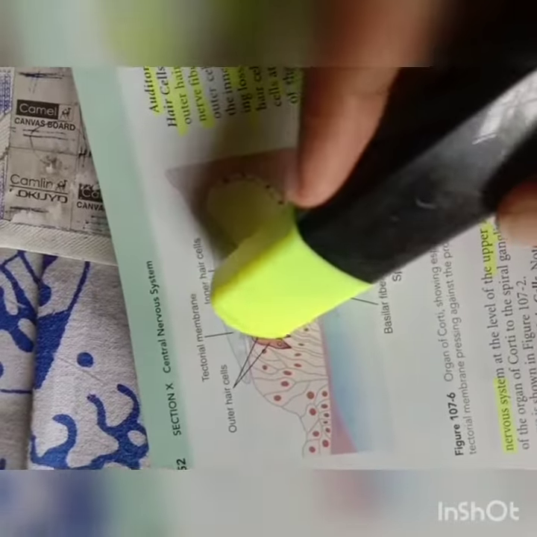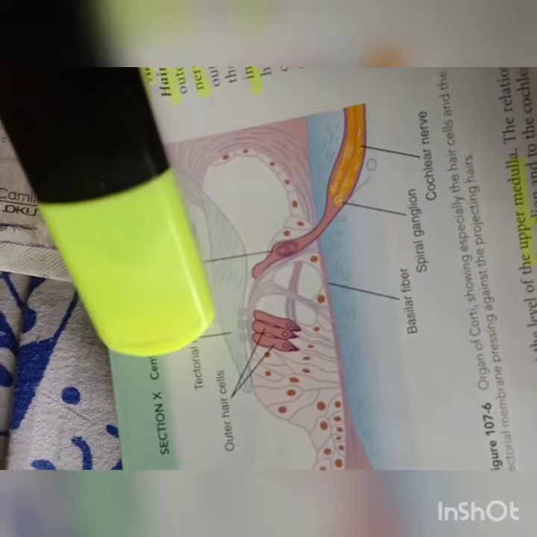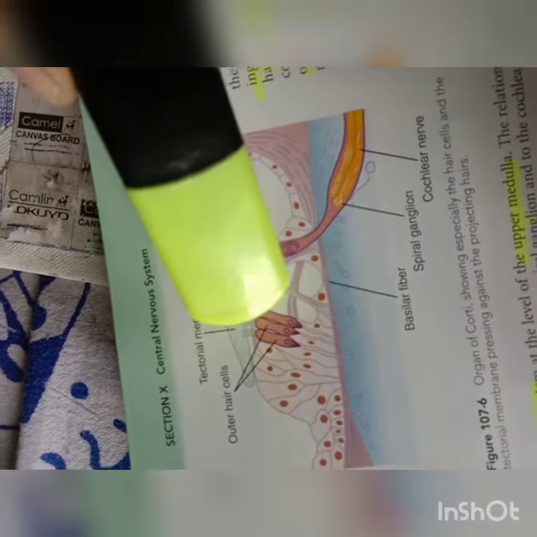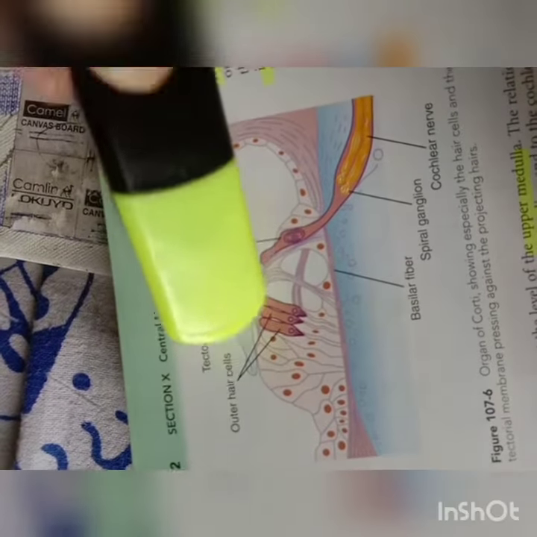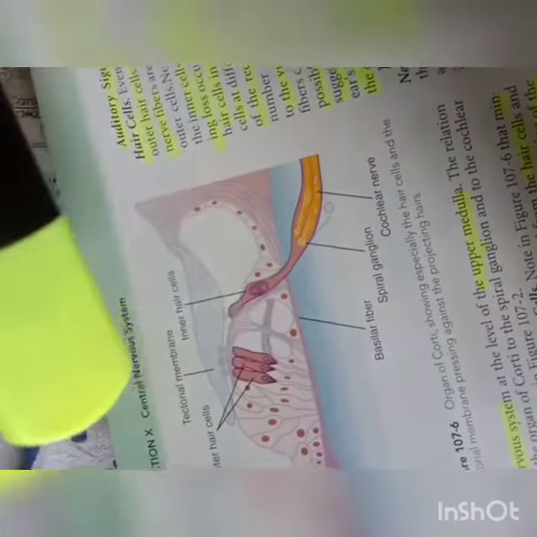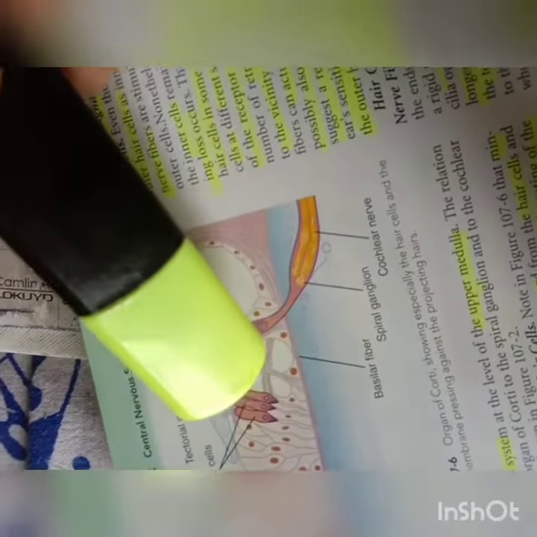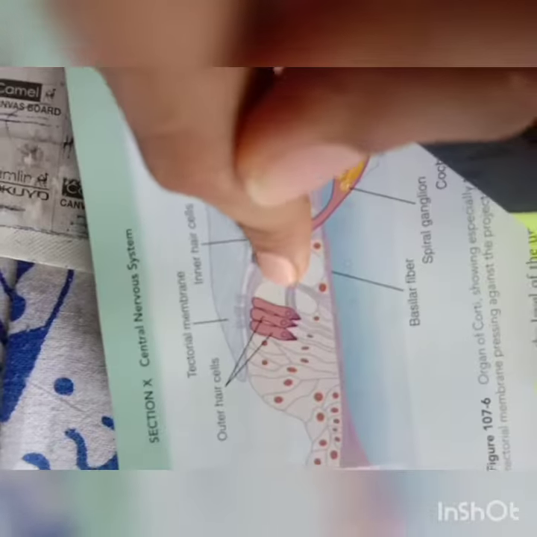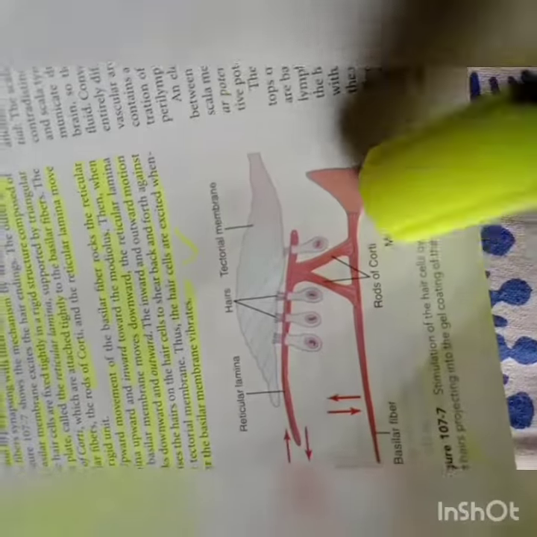So these are the outer hair cells, and the outer hair cells have small cilia coming out. These are known as stereocilia, and these stereocilia are connected to the tectorial membrane from the outer hair cells. And the inner hair cell, you can see, continues with the spiral ganglion and the cochlear nerve. And this is the basilar membrane on which are present two rod-like structures. These are called the rods of Corti, which are supporting this structure, and the rods of Corti are continuous in front as the reticular lamina. So in this diagram here you can check it.